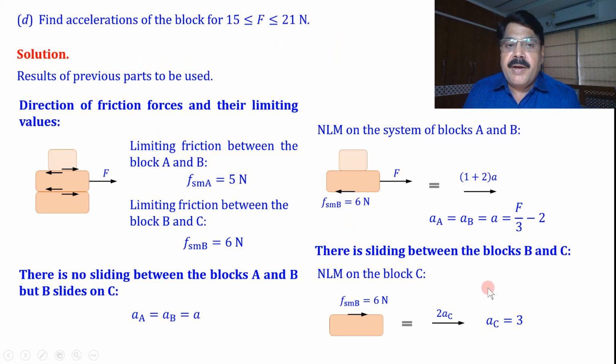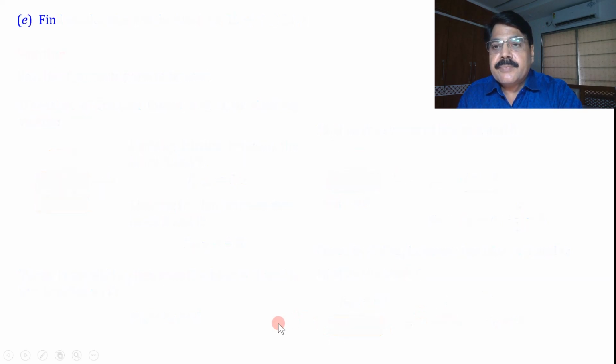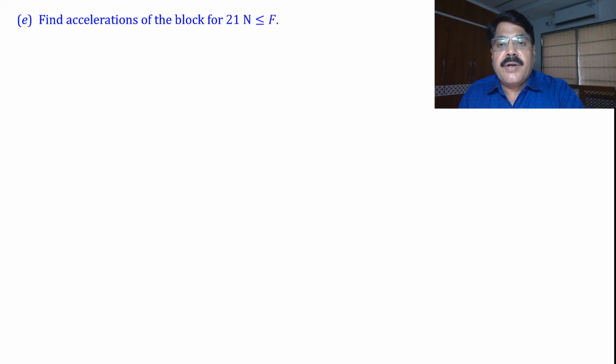Now we can make the next part. If F is beyond 21 Newton, what will be the accelerations of the blocks? Let us make it part E and solve it. Find accelerations of the blocks for F greater than 21 Newton.